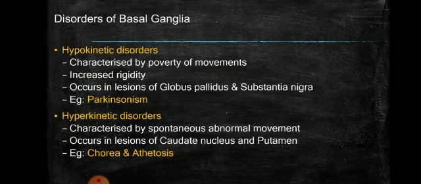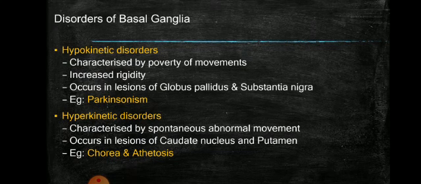So that's about the direct pathway, indirect pathway of the basal ganglia, the nuclear groups of the basal ganglia. Now let's discuss the disorders of basal ganglia. You can have hypokinetic disorders where the muscle activity and movement is less, and also hyperkinetic disorders. Hypokinetic disorders are characterized by very poor, sluggish movements.